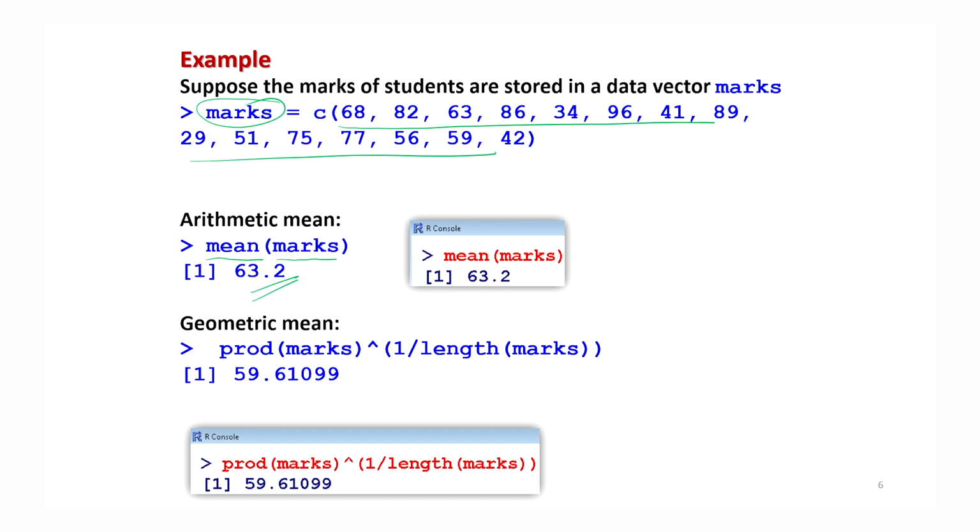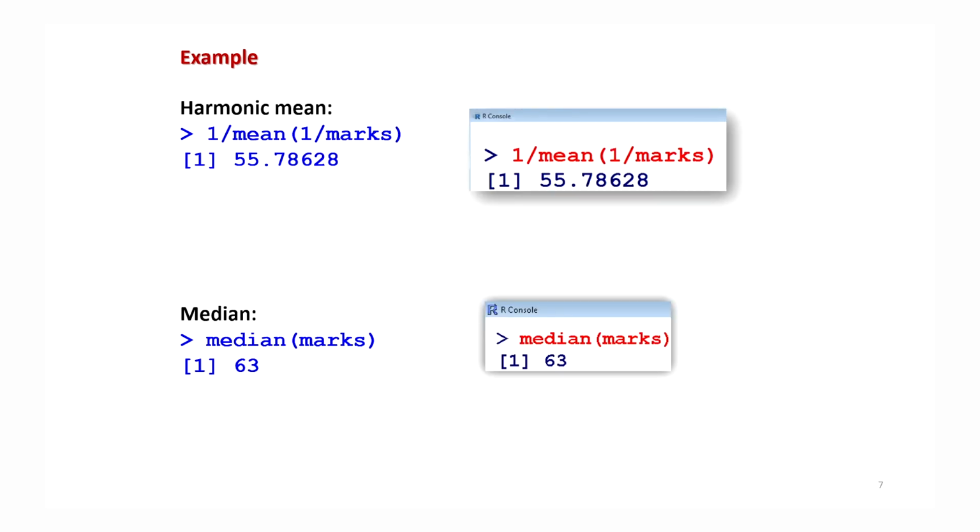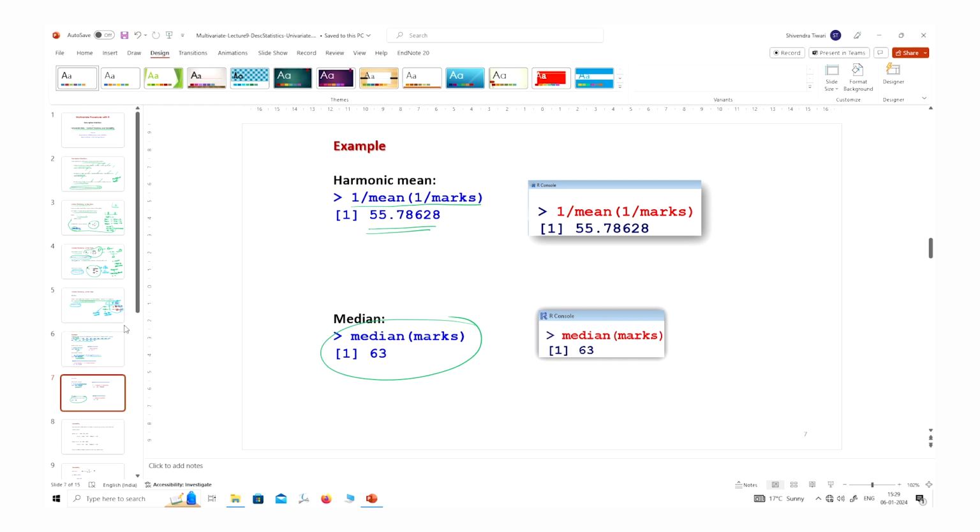And similarly, if I want to find out the value of the geometric mean, then I simply have to write the same command where x equals marks. So the command will become prod of marks hat 1 upon length of marks, and this value comes out to be 59.61099. And similarly, if I want to find out the harmonic mean, this is 1 upon mean of 1 upon marks, it is coming out to be 55.78. And the median of marks is coming out to be 63. Right. So you can see that it is not difficult to compute them in the R software.